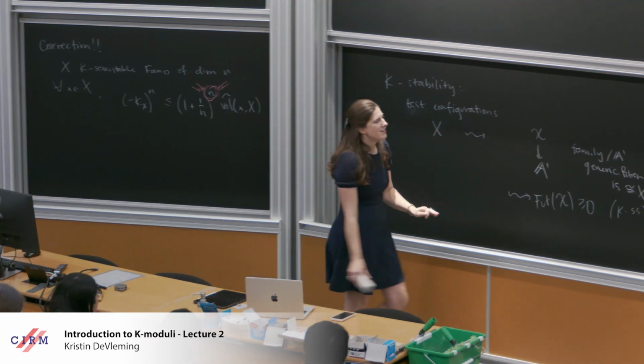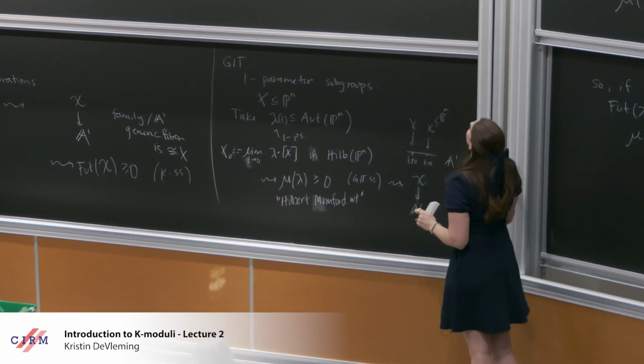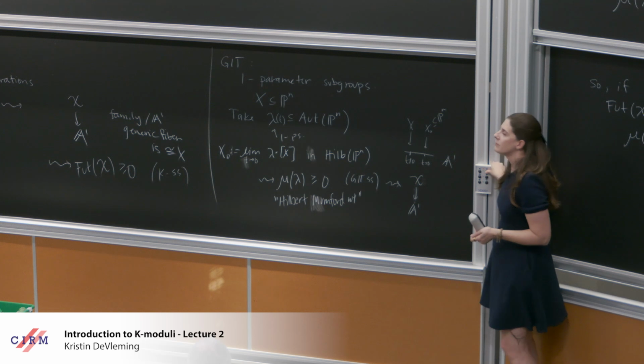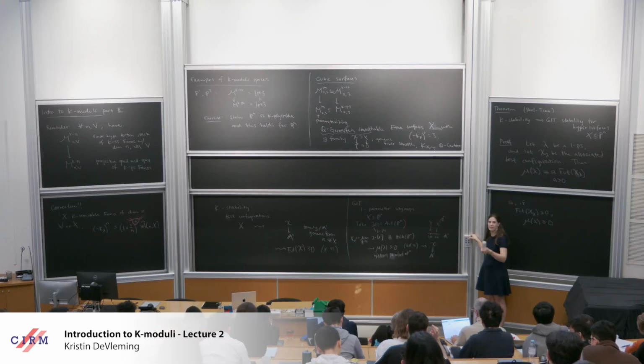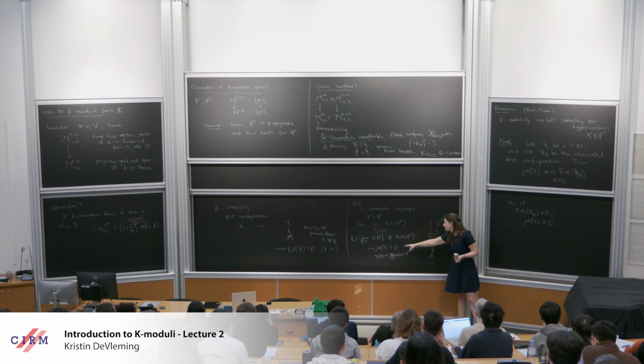But if you have not seen GIT, just think of it as a version of K stability at the moment, for better or worse. Yeah, I'm bringing the board down. Do there have questions? Yeah? How would you define the Hilbert-Mumford weight in the case that we have? In the case of what? How would you define the Hilbert-Mumford weight?